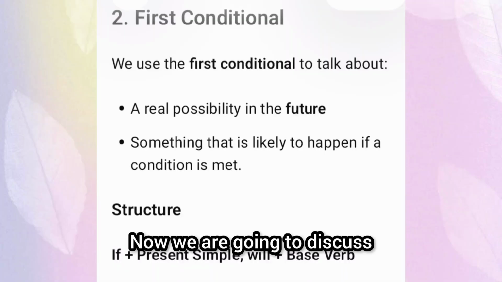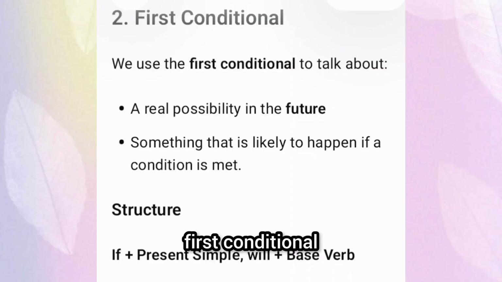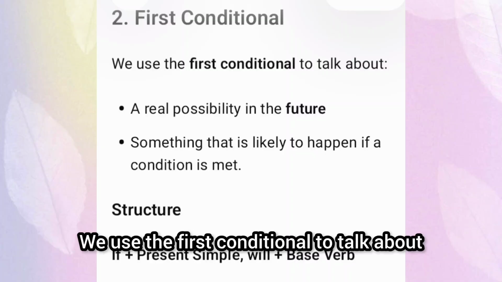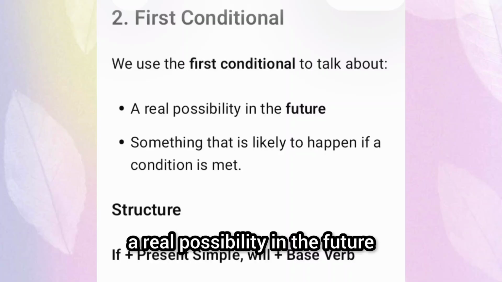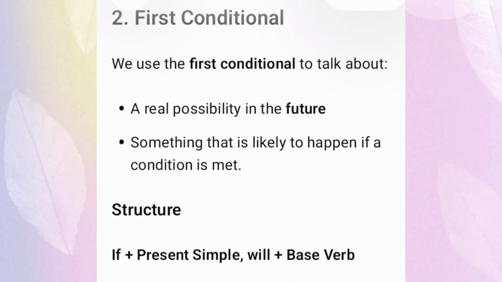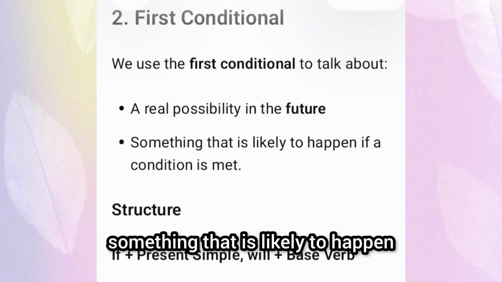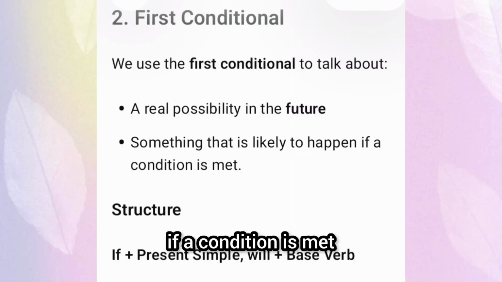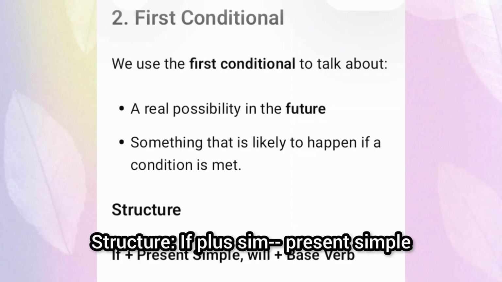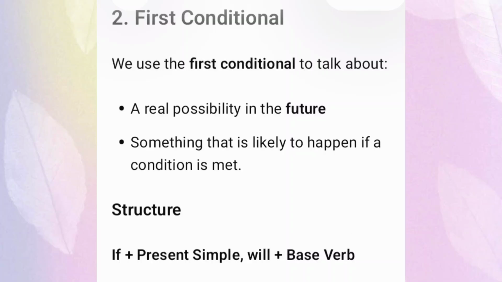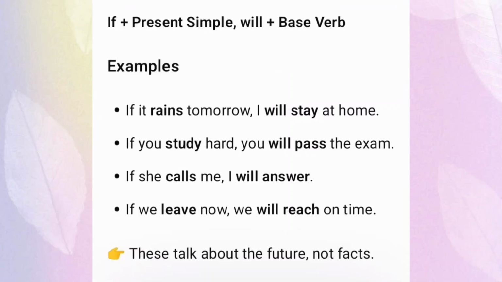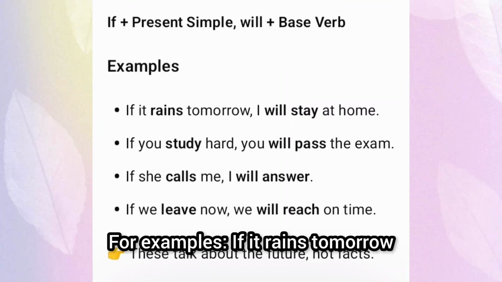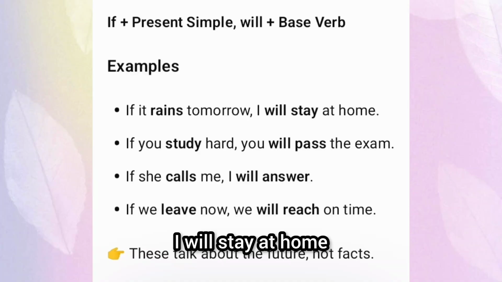Now we are going to discuss first conditional. We use the first conditional to talk about a real possibility in the future, something that is likely to happen if a condition is met. Structure: if plus present simple, will plus base verb. For example, if it rains tomorrow, I will stay at home.